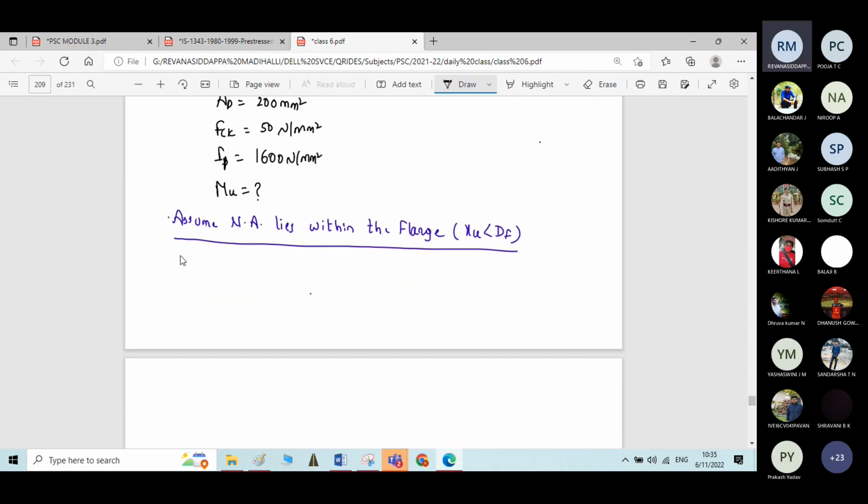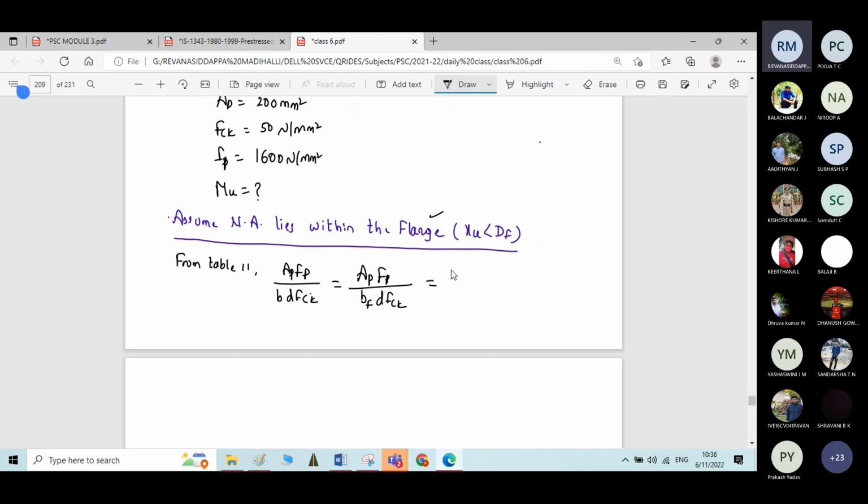Now from table 11, APFP by BDFCK can be rewritten, as we have assumed the depth of neutral axis lies within the flange. So this can be written as APFP divided by width of flange BF into D into FCK.